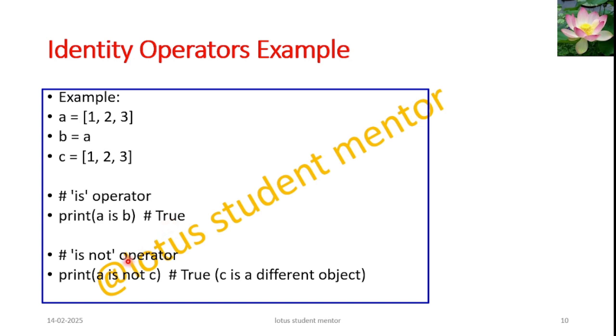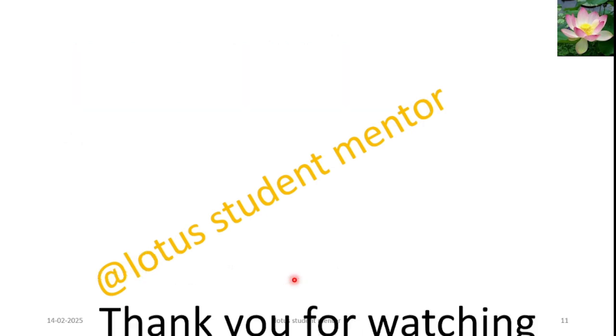Whereas in the case of the is not operator, print A is not C. That means C is a different object, because we did not assign any variable here. Suppose if we give the condition A equal to C, then A is not C becomes false. Now A is not C means true, because C is a different object.